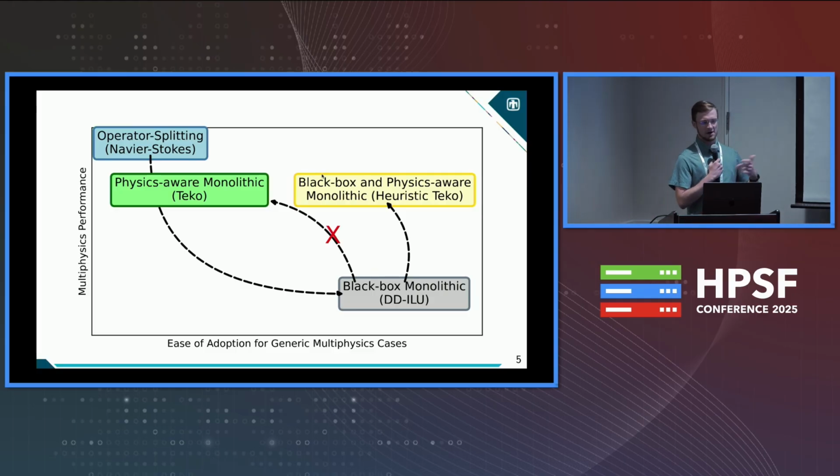And so this is my cartoon for what we're trying to accomplish here. If you imagine this plot with 2 axes, the y-axis corresponds to performance, how many calculations you can do. And the x-axis here refers to how easy it is to use this approach for a generic multiphysics problem. Now, if you know a lot about your multiphysics problem, like you're in Navier-Stokes, you can get really good performance by exploiting the structure of the PDE, especially using operator splitting approaches. And so I say that's the highest performance you can get, but it requires that you know quite a bit about your PDE system.